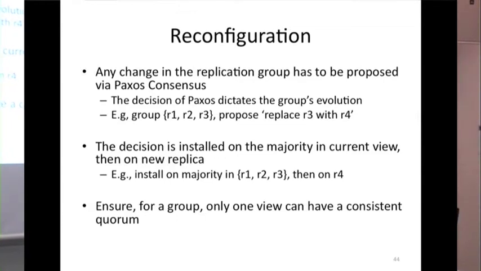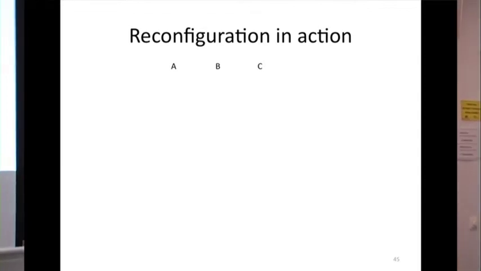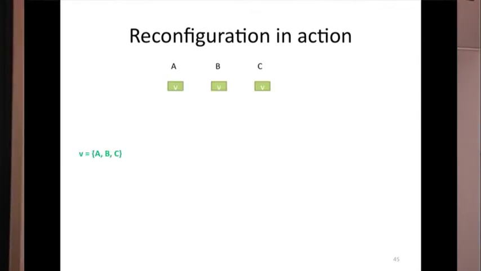So we have to make sure that for each group there is only one view which can have a consistent quorum. So let's see how this reconfiguration occurs in practice. We have replicas A, B, and C. They have a view V. Let's say this view is ABC.